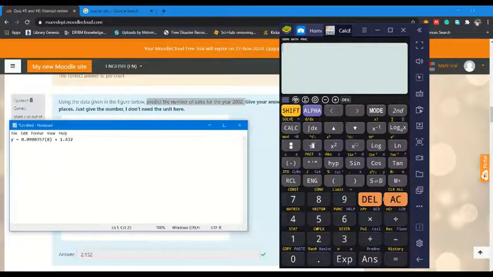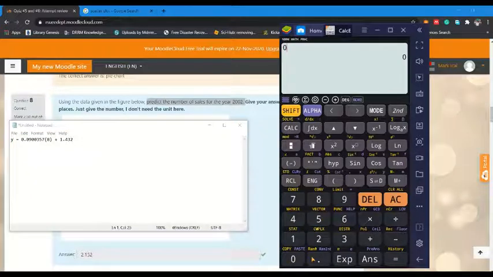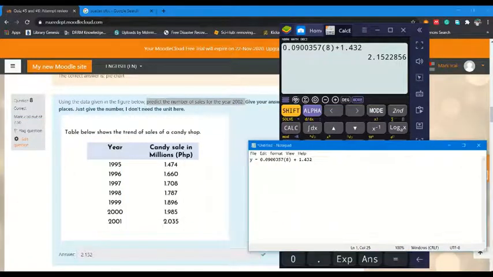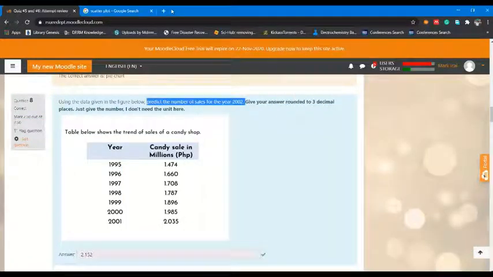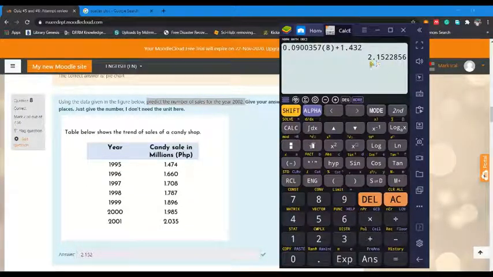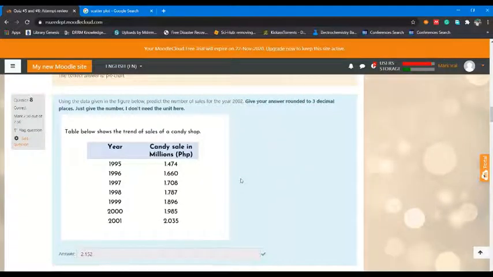Hirap kasi nasa computer ako. So, 0.0900357 times 8 plus 1.432 equals. So, this is 2.1522. So, ang tanong is, round to 3 decimal places. So, this is 2.152. Okay, so yun ang sagot.